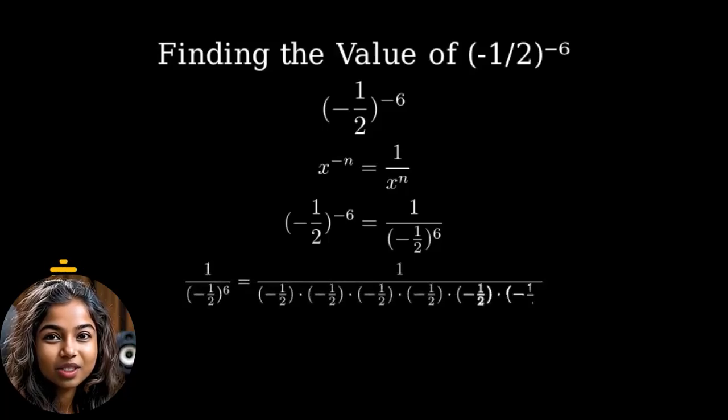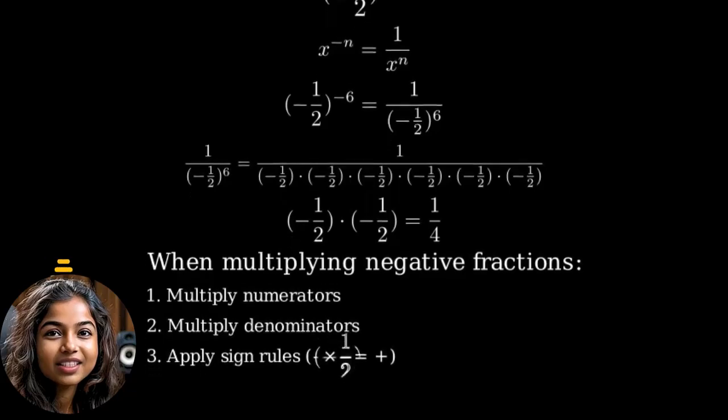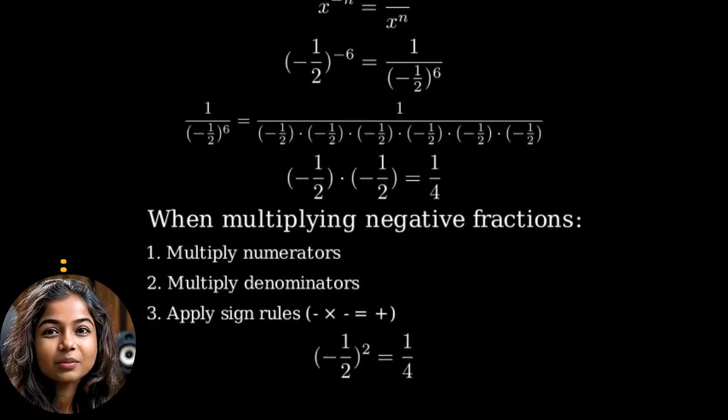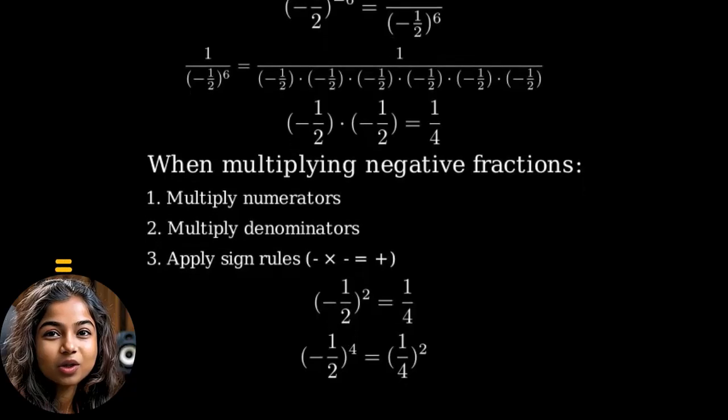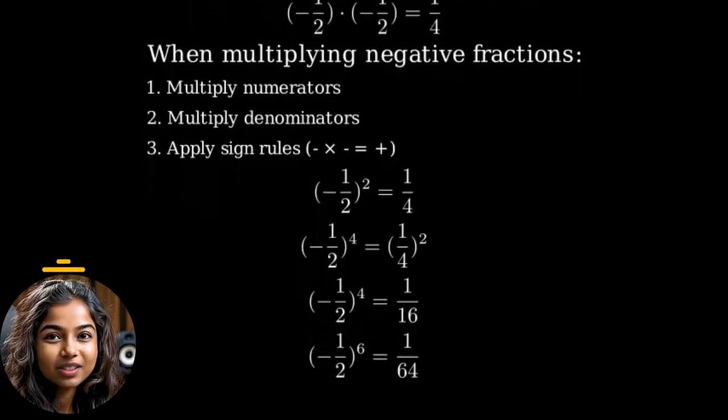Now let's focus on calculating negative 1/2 to the 6th. To do this, let's multiply negative 1/2 by itself 6 times. Let's calculate this step by step. First, let's look at what happens when we multiply negative 1/2 by itself. When we multiply fractions with negative signs, we multiply the numerators, denominators, and keep track of the signs. So, negative 1/2 squared equals 1/4. Now, negative 1/2 to the 4th would be 1/4 squared. This gives us 1/16. Finally, negative 1/2 to the 6th would be 1/16 times 1/4, which equals 1/64.